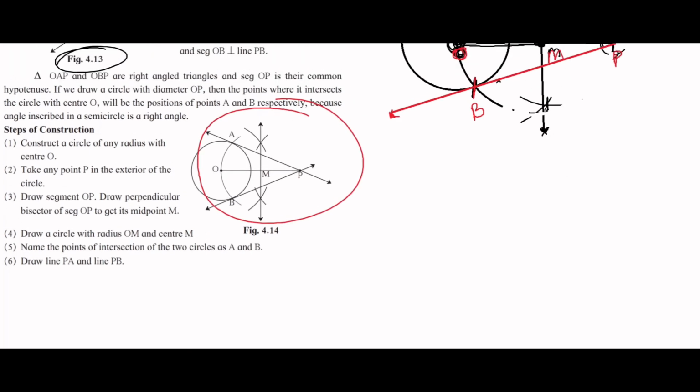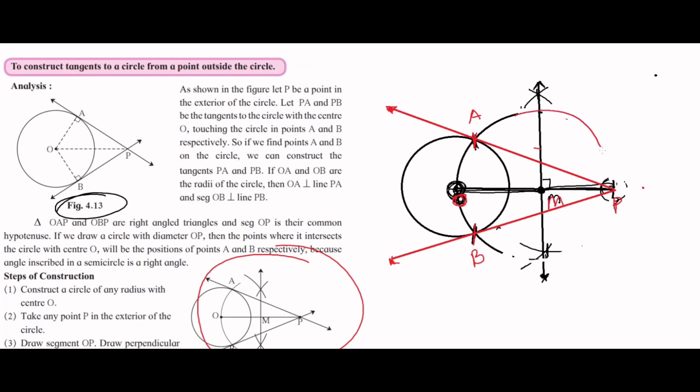So you can draw the full circle like this, or you can just keep it with the arcs. The thing is we need these 2 points A and B. So it's up to you to draw an arc or the complete circle.